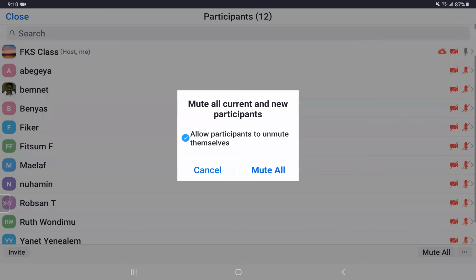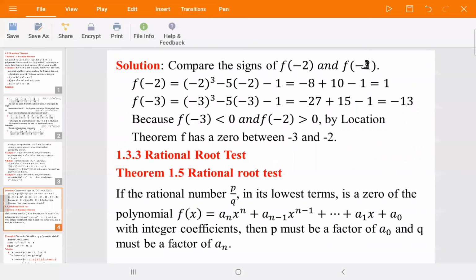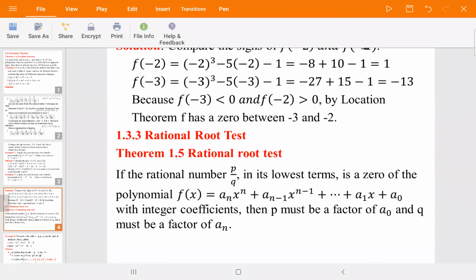Rational root test, theorem 1.5. The rational root test theorem: if the rational number p over q in its lowest terms is a zero of the polynomial f of x, which is equal to a_n x to the power of n plus a_(n minus 1) x to the power of n minus 1, and so on, plus a_1 x plus a_0, with integer coefficients, then p must be a factor of a_0 and q must be a factor of a_n.